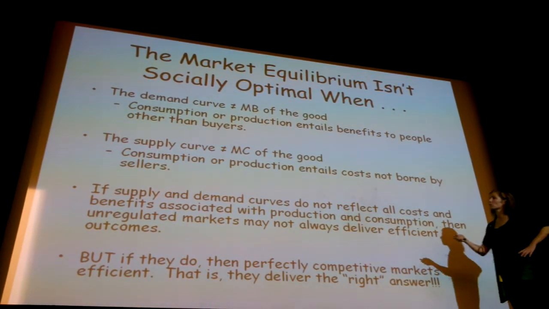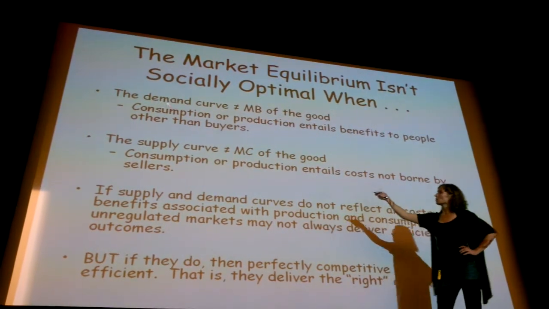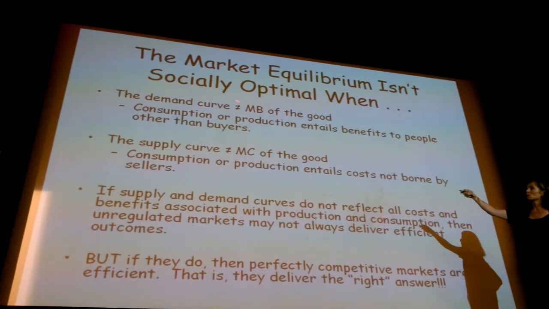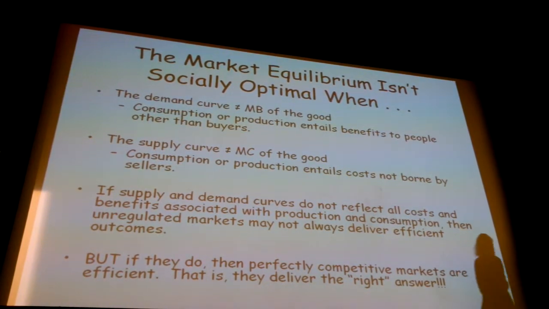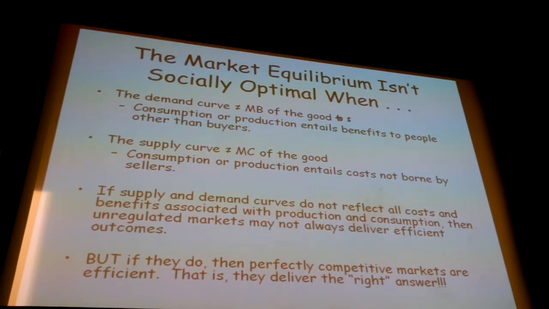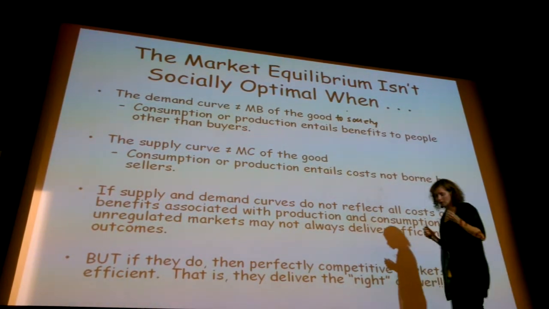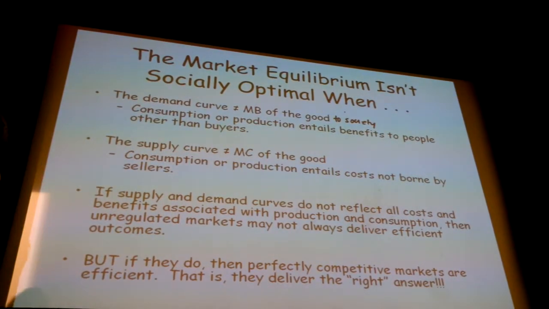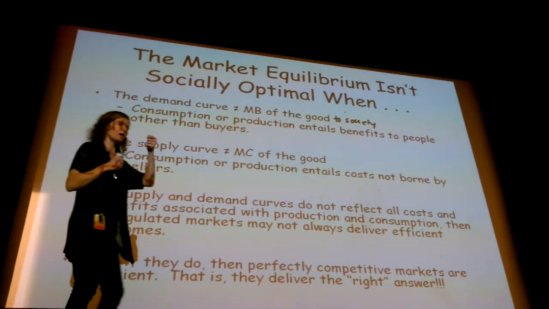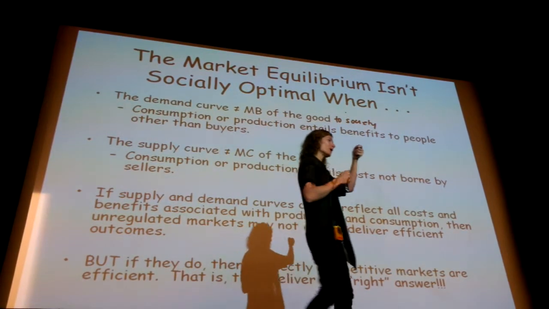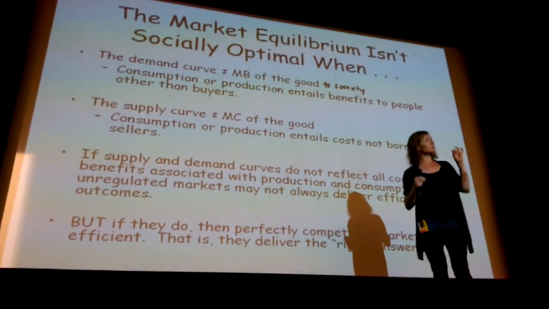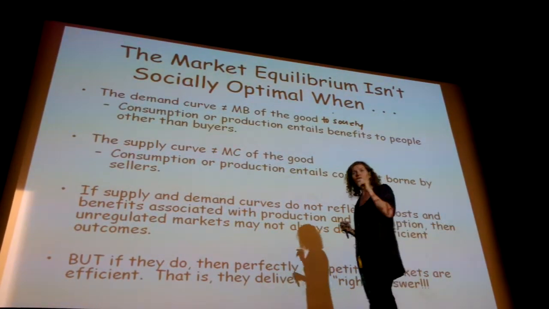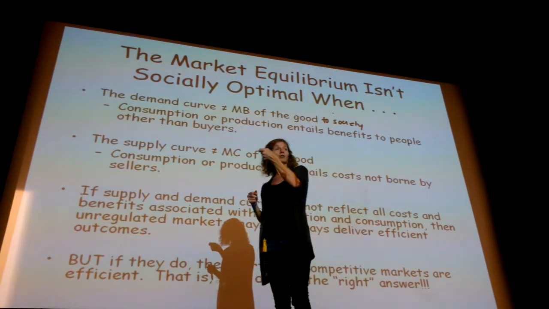The first condition, or one of the reasons why the market equilibrium may not be socially optimal, is because the demand curve may not equal the marginal benefit of the good to society. Let me add that here. When we were talking about the demand curve, we were saying the demand curve tells us the buyer's reservation price, how much the buyer is willing to pay for an additional unit of the good, how much the buyer benefits from an additional unit of the good. That can be different than the amount that society benefits from the consumption of an additional unit of that good.